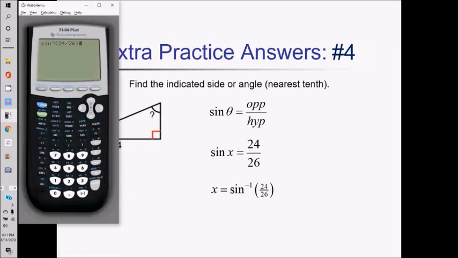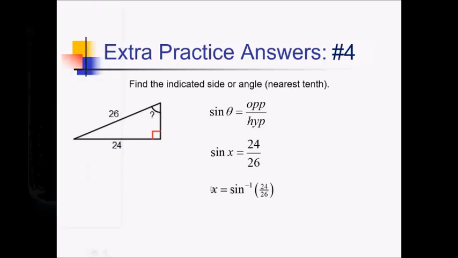In general, second, whatever trig function you need the inverse of. Notice that little -1 there. And now if I press enter, I get 67.4 if I round that off, and that is in degrees because this is an angle.